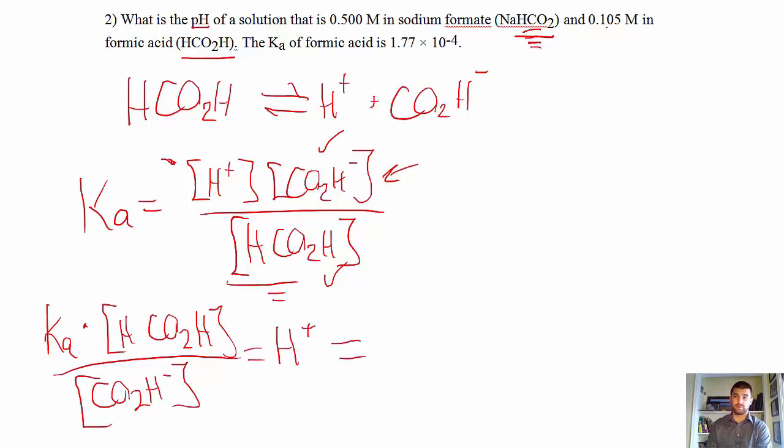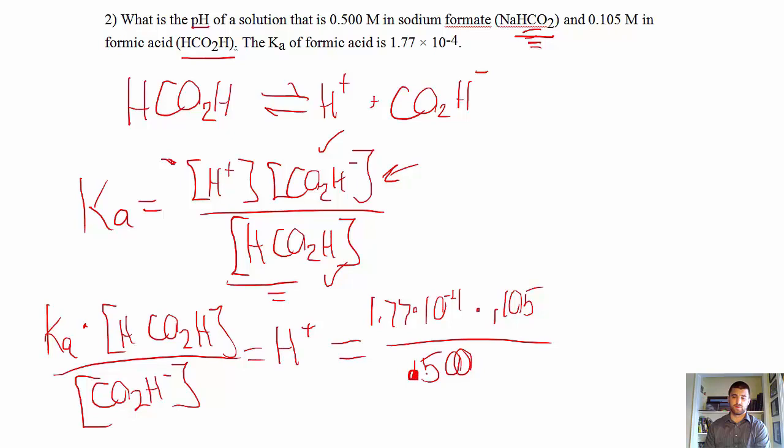So now it's just plug those numbers in. I'm going to get 1.77 times 10 to the minus 4 times the HCO₂H, which is given as 0.105 molar, all over the 0.500. And that is going to equal 3.717 times 10 to the negative 5.